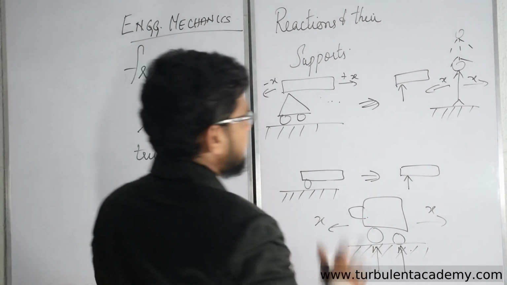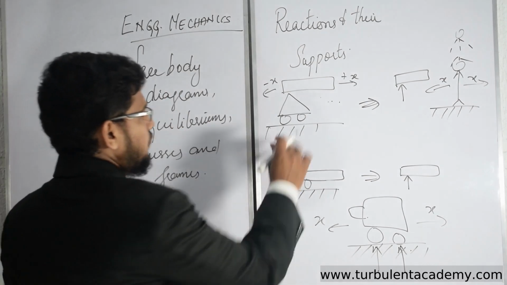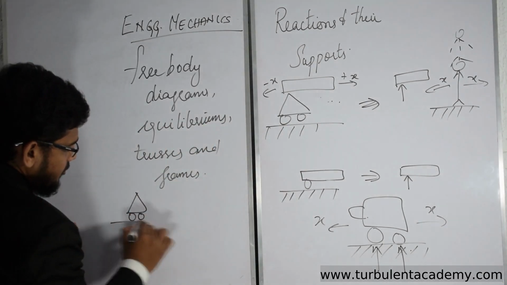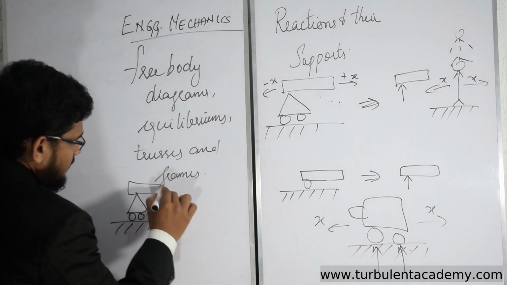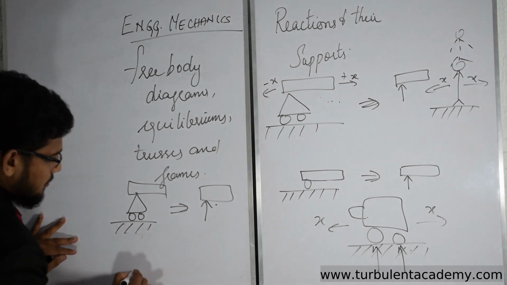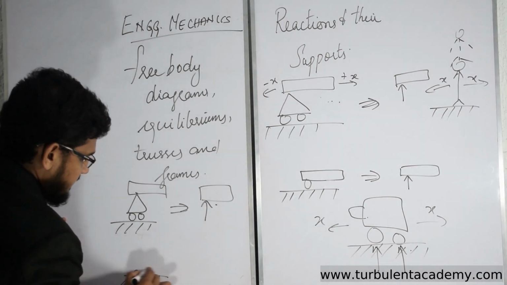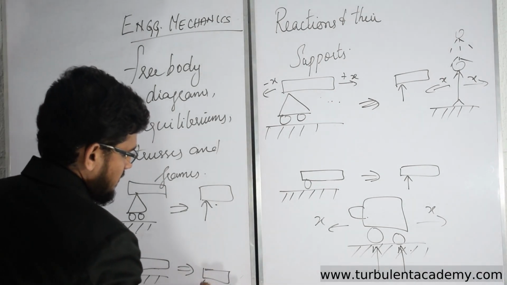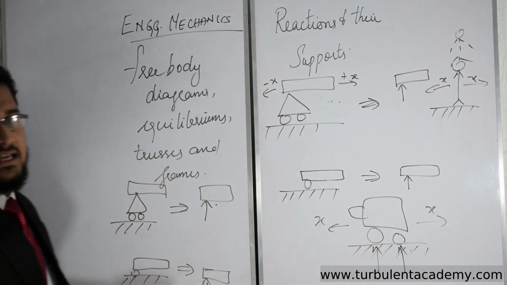Now I guess you have a good understanding of what a roller support is, and the reaction for a roller support is, as I said before, only in the vertical direction. Roller may be like this, like this. Next we are going to see pin support.